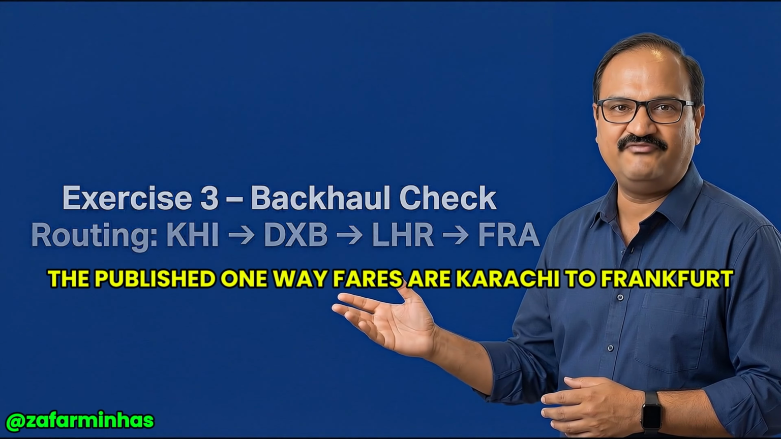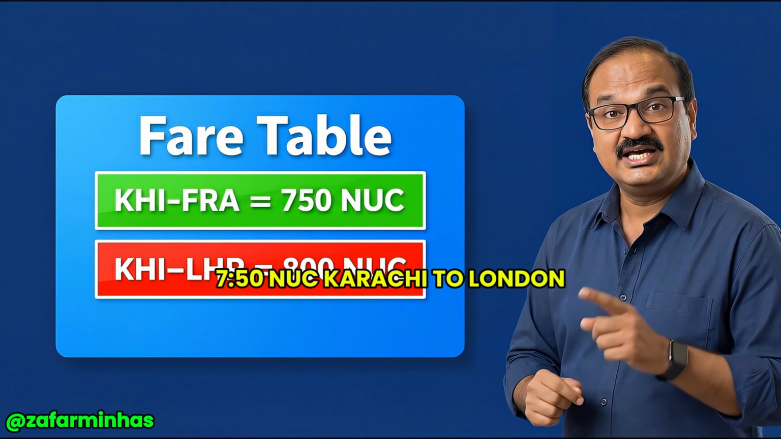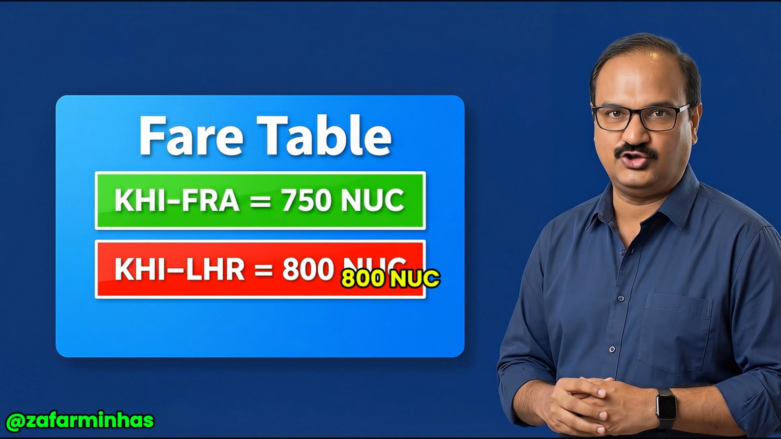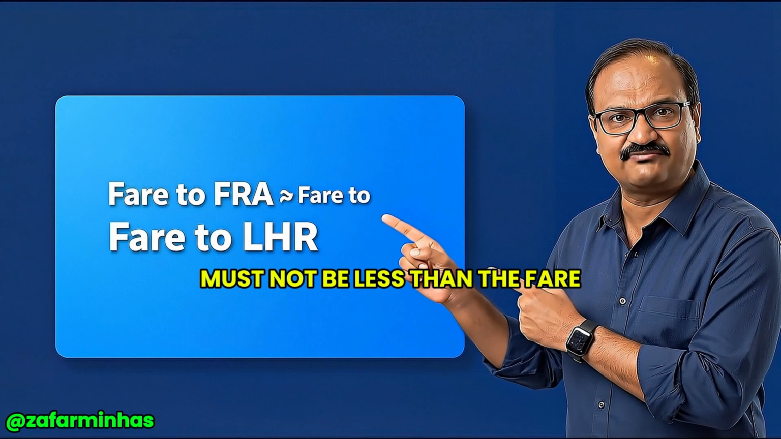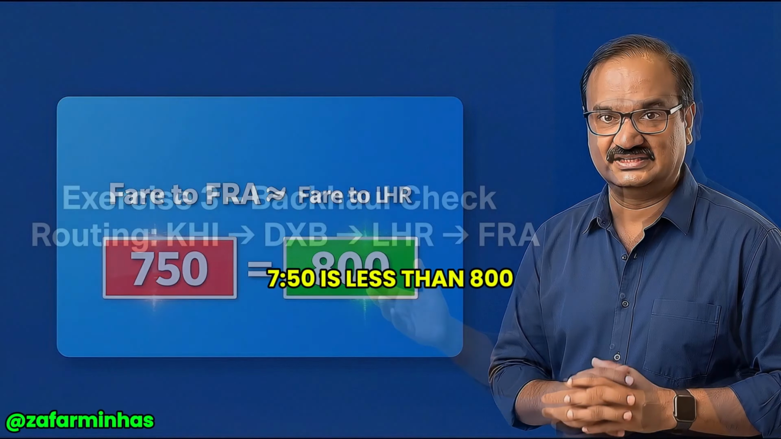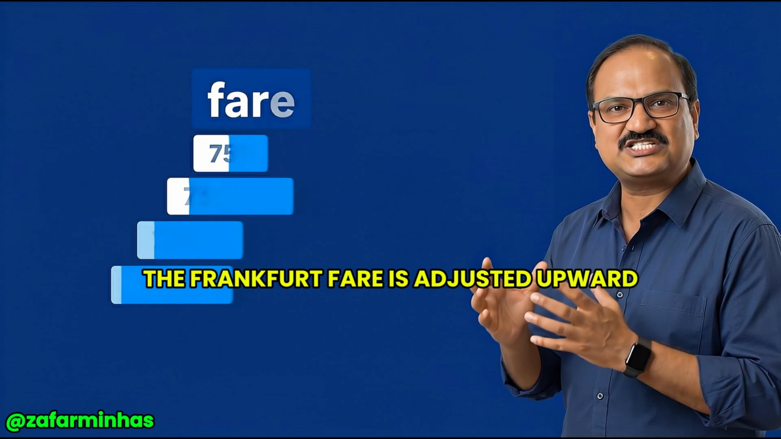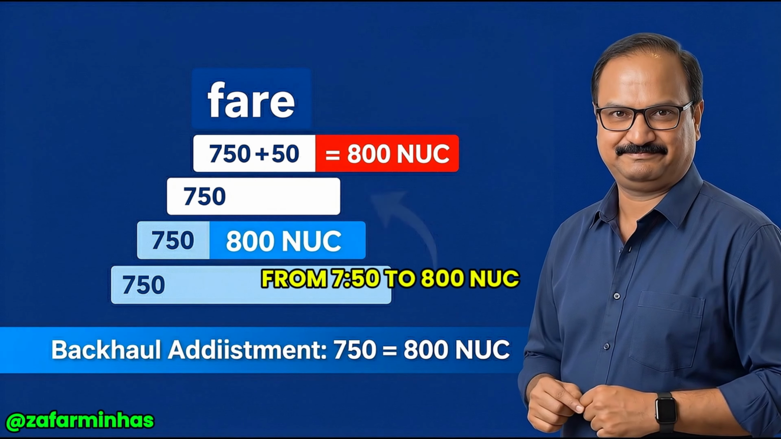The published one-way fares are Karachi to Frankfurt, 750 NUC, Karachi to London, 800 NUC. According to the rule, the fare to the final destination must not be less than the fare to an intermediate point. In this case, 750 is less than 800. The Frankfurt fare is adjusted upward from 750 to 800 NUC.